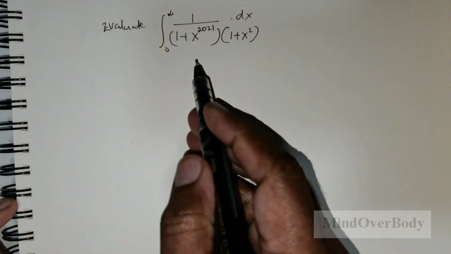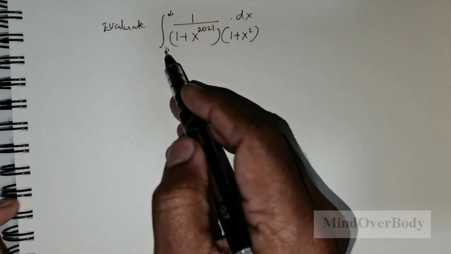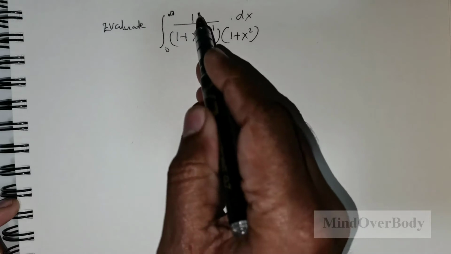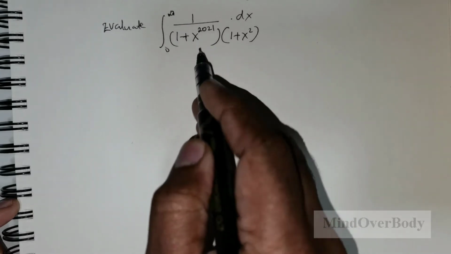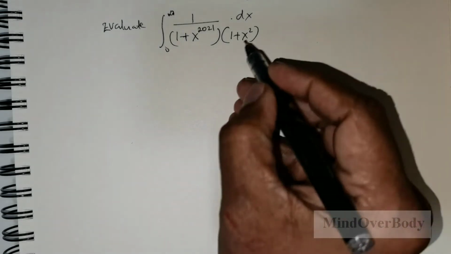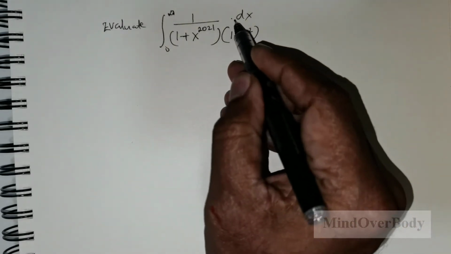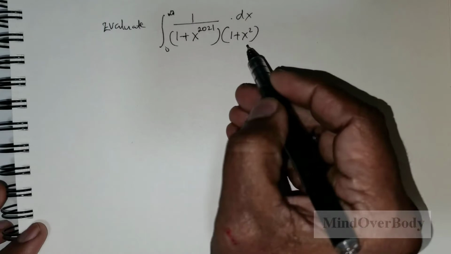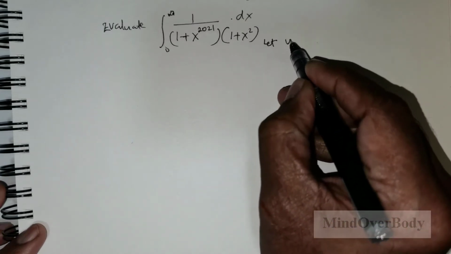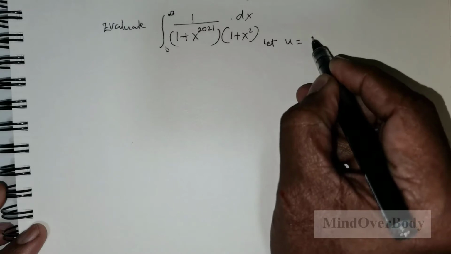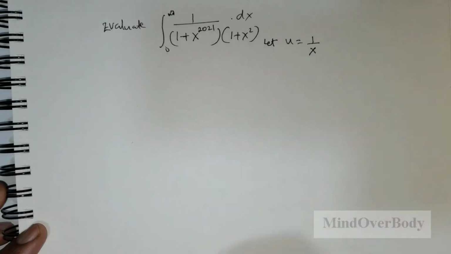Students, we are going to learn how to integrate the integral from 0 to infinity of 1 over (1 + x^2021) times (1 + x^2) dx. Now, to obtain the solution for this, we need to make the following substitution. Let u be equal to 1 over x.